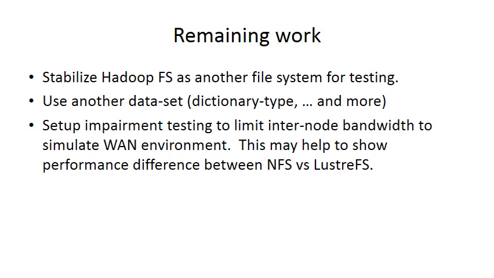In the remaining work, we're going to stabilize the Hadoop file system when used with different data sets, like a dictionary type of library, and set up impairment to limit the internode bandwidth to simulate the WAN environment. It may help to show the performance difference between the NFS and Lustre file systems. And that concludes our presentation. Thank you for watching.